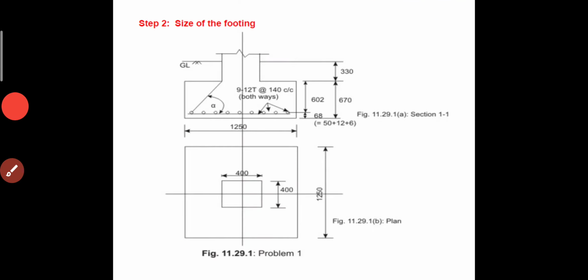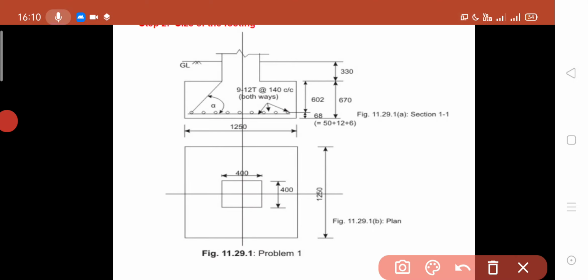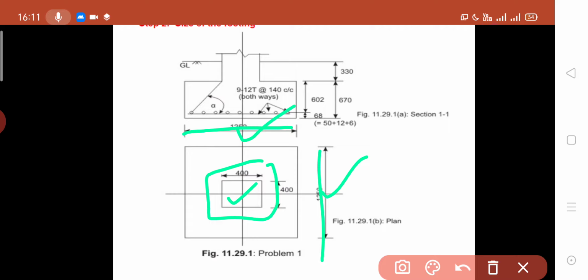So understand in the diagram, this is the base area, which is 1250 by 1250, and this is the square column given in the question. This value we find according to the area required for the base. And this is 1 meter below the ground level. This is the ground level and the footing is 1 meter below.